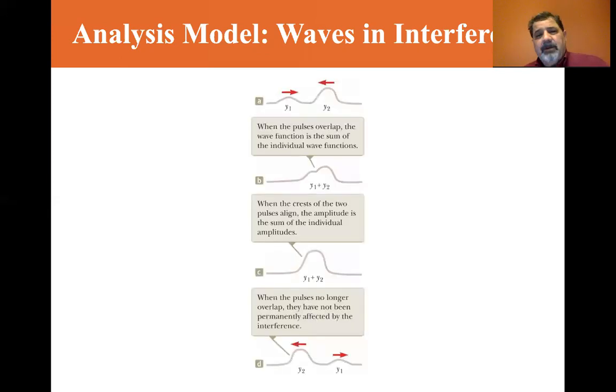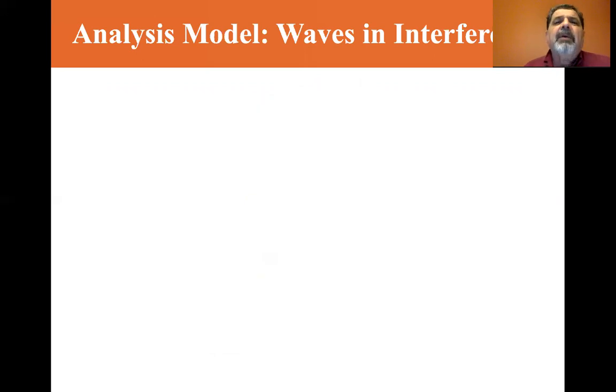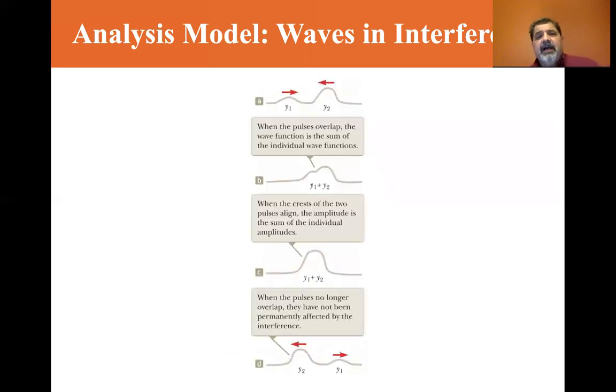Okay, here is an example of superposition. You have two waves, y1 and y2. Obviously, y2 is greater than y1. When the pulses overlap, the wave function is the sum of the individual wave functions. So you can see in B, it's y1 plus y2. That's where they're just starting to meet.